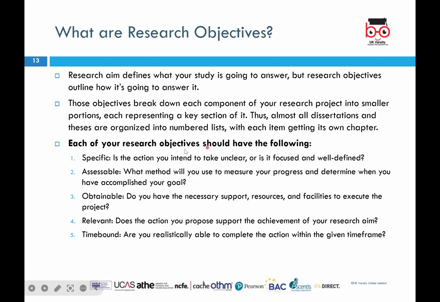Each of your research objectives should have these things. It should be specific. It should be on a specific population. So you're not going to have the entire population. If you have children, talk about children. If you want to include the ages of the children, let's say 4 to 14 years old, whatever your age range is.